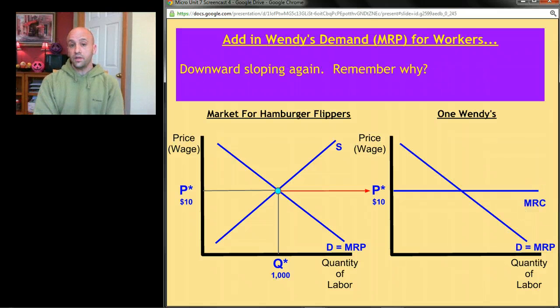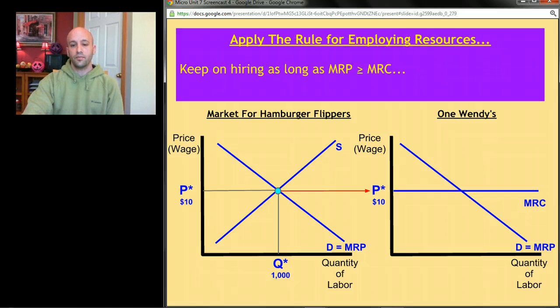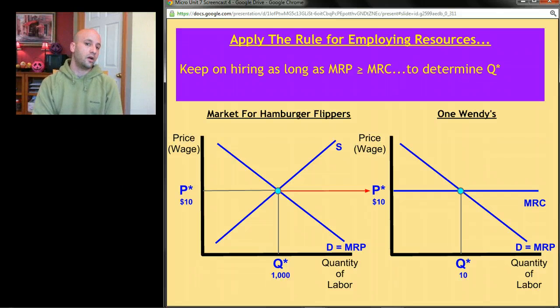Now, if we add in Wendy's demand, their MRP curve for workers, which again is downward sloping, we can figure out how many workers Wendy's should hire. The rule is hire workers as long as their MRP is greater than or equal to their MRC. Well, if you do that, you would wind up going right there. That would determine the quantity of workers one Wendy's would hire, maybe 10 hamburger flippers.